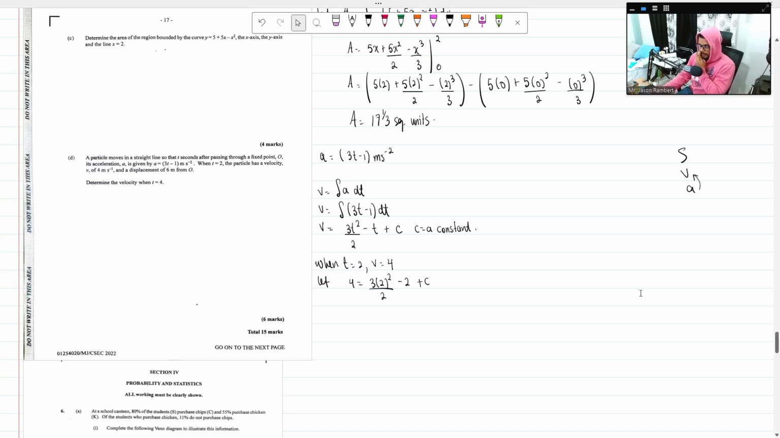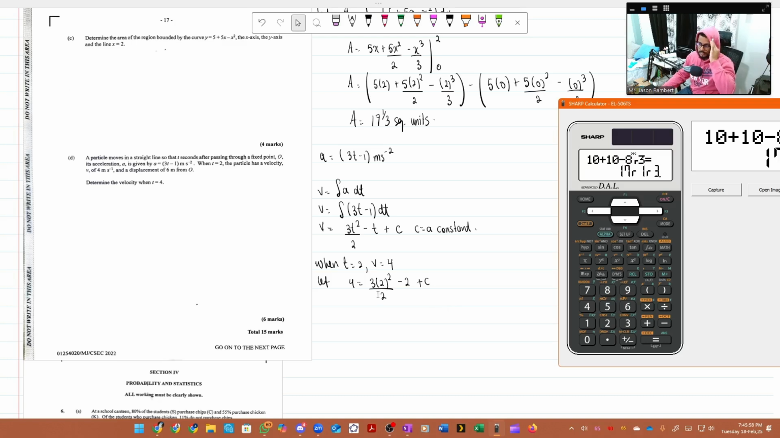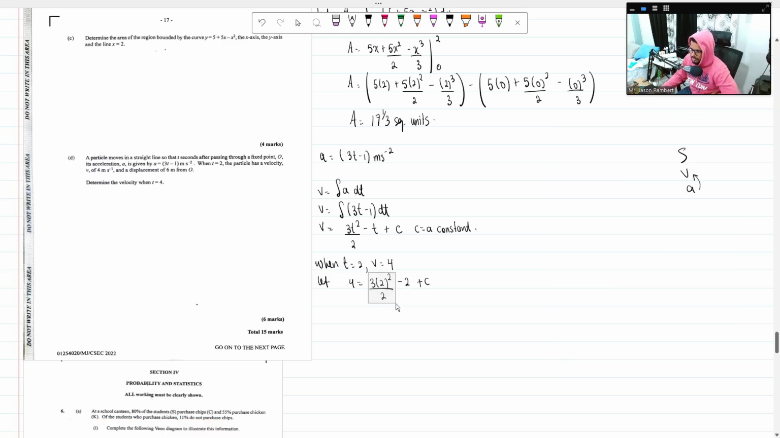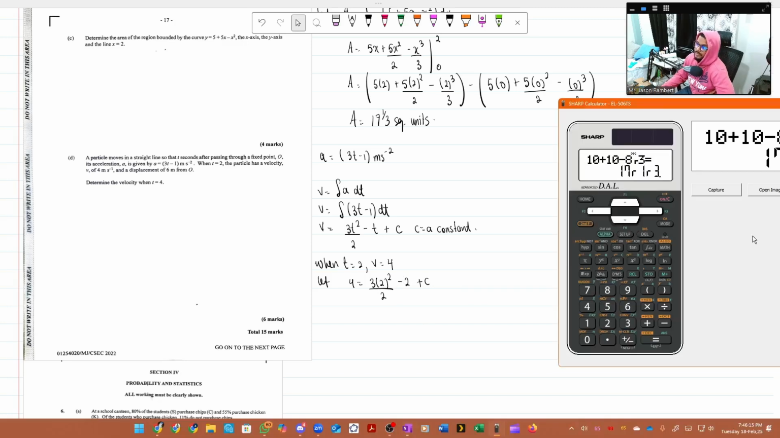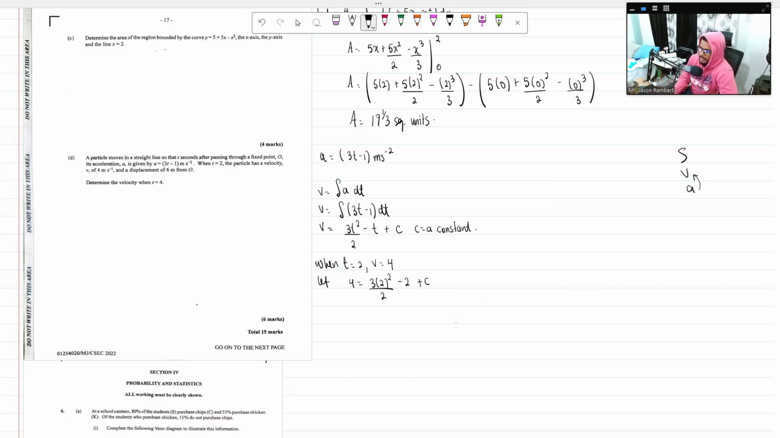We could go ahead and work this out on the calculator. If I move the 2 across, I get plus. So 4 plus 2 is 6. And this here, 3 into 2 squared, 2 2s are 4, 4 3s are 12. 12 divided by 2 is 6. So I'm going to get 6. Well, 6 minus 2 is 4. And I get c is 0. A small thing. So I get c is equal to 0. So therefore, v is equal to 3t squared over 2 minus t.